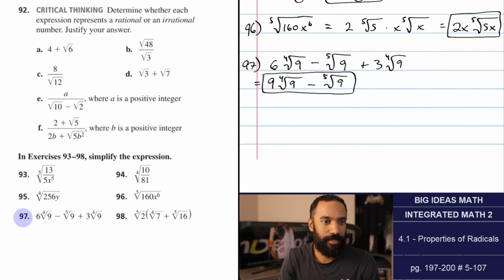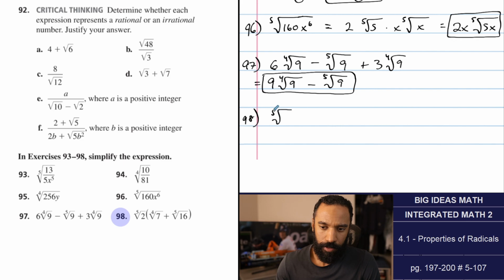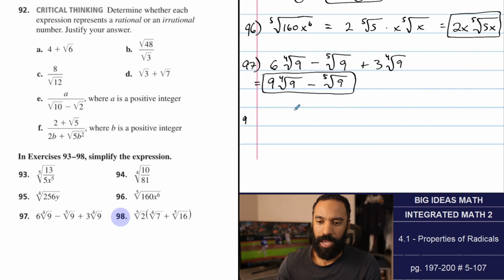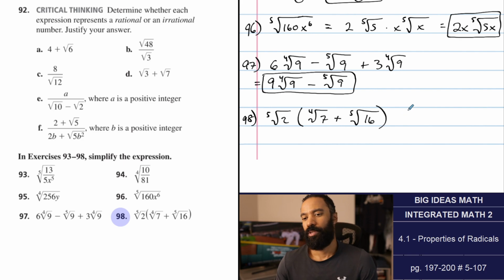Number 98. We have the 5th root of 2 times the 4th root of 7 plus the 5th root of 16. Okay.